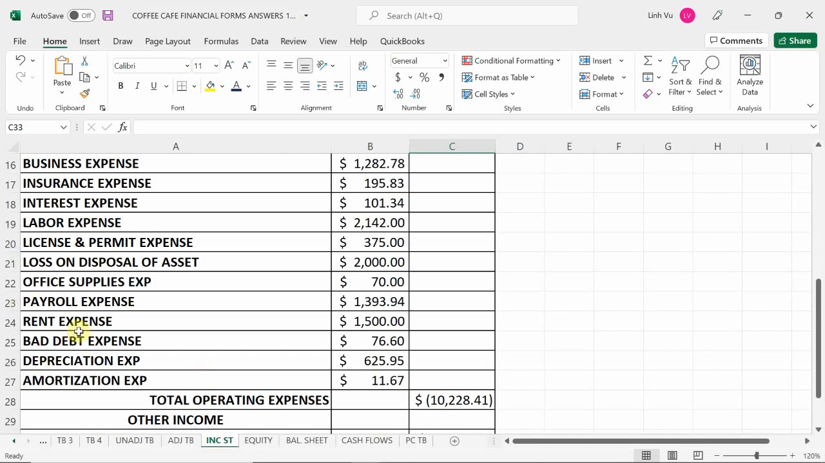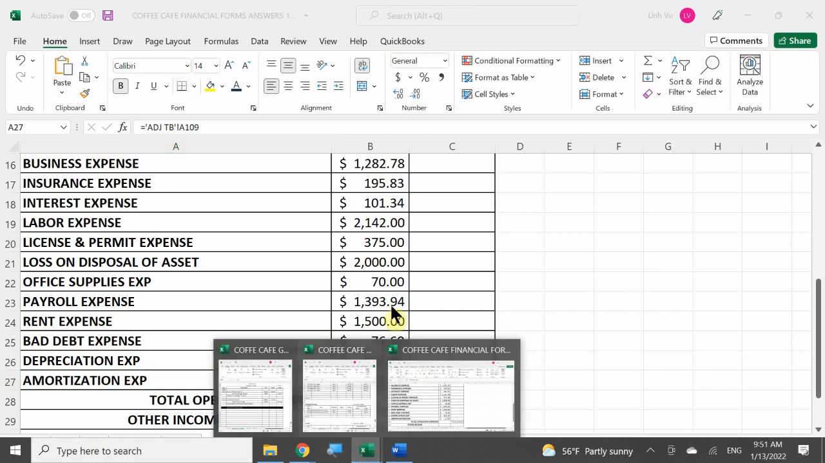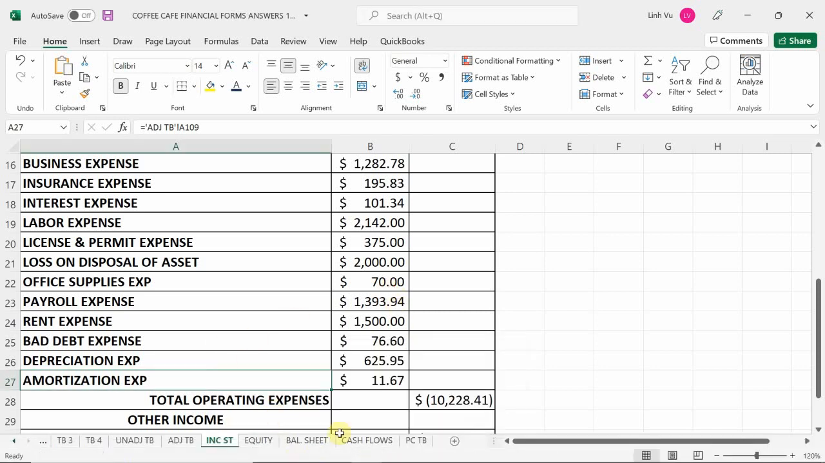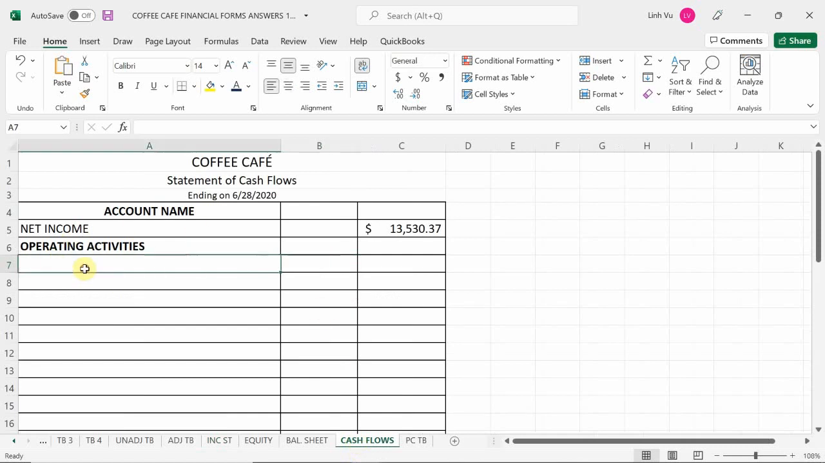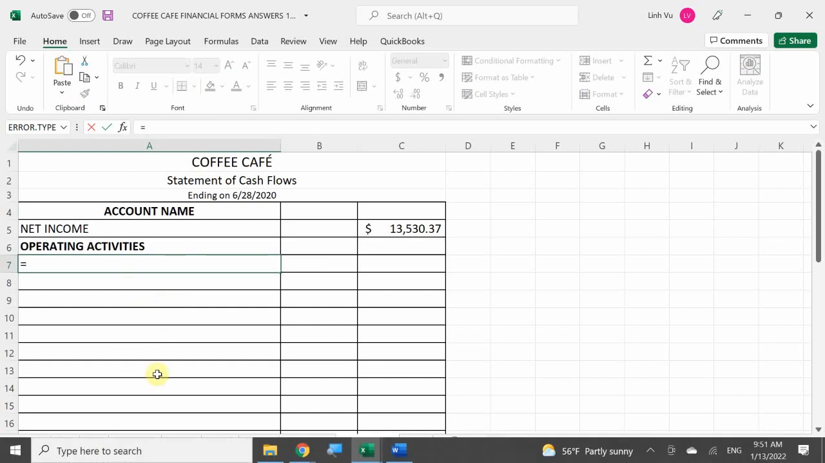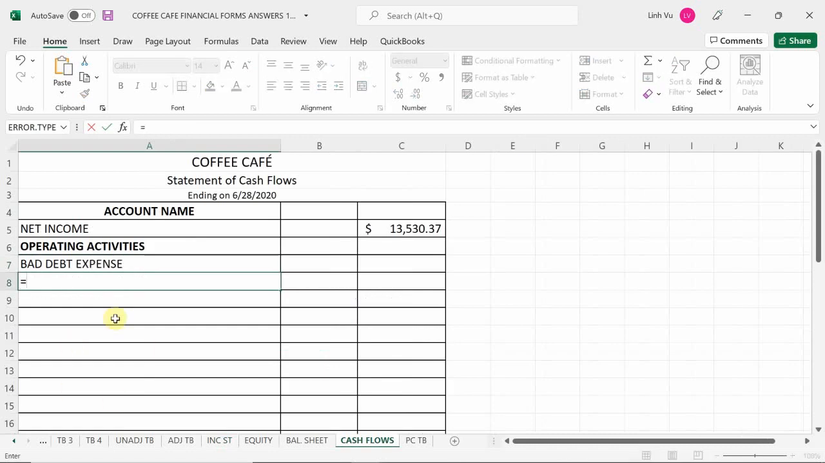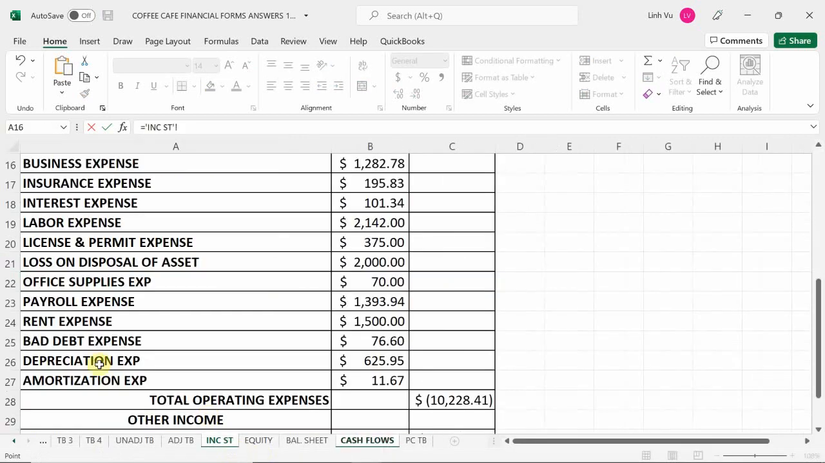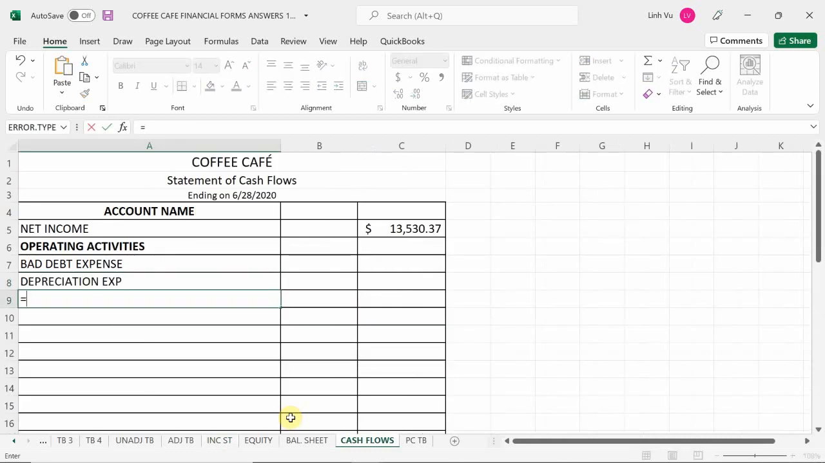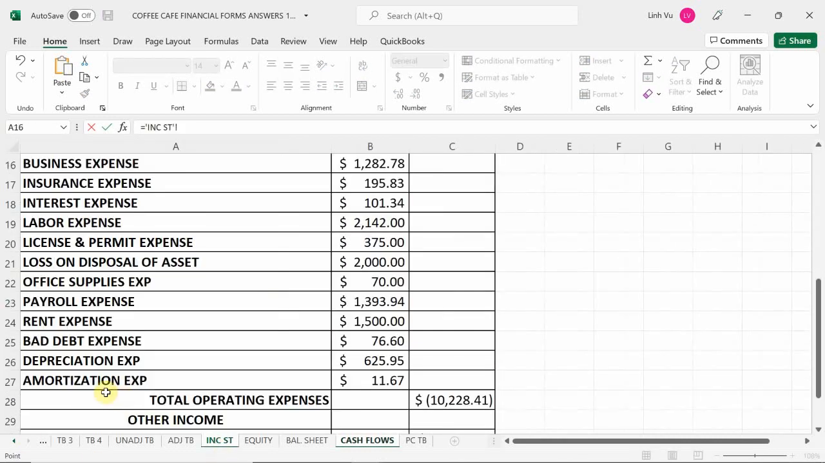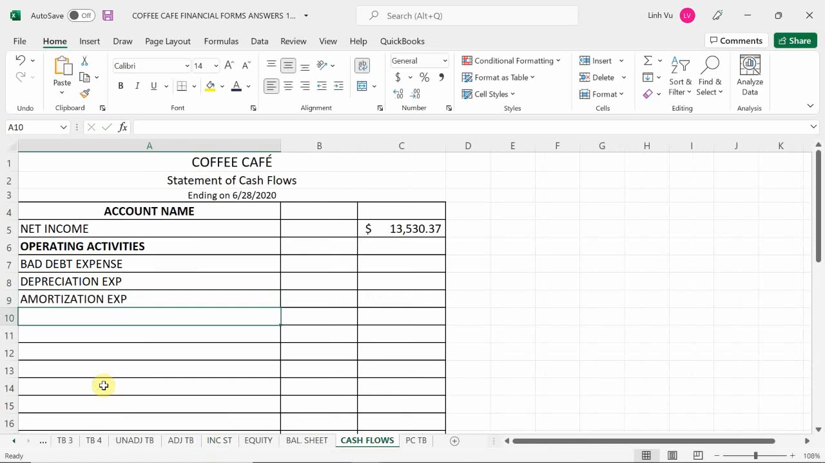So here we have three of them: bad debt, depreciation, and amortization. So the first thing I'm going to do is recognize that I have non-cash transactions, and that needs to go back into my net income. So first, from the income statement, was the bad debt expense, then the depreciation expense, and then the amortization expense. And these values are going to be added back into your pot of money.